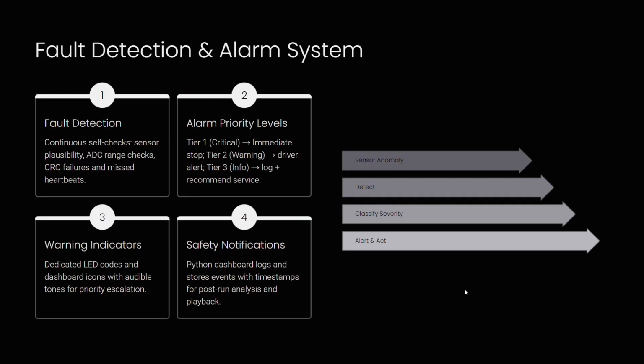Now move to the fault detection and alarm system. Our system keeps checking itself for problems, sensor errors, data errors, or missing signals. We sort these into three levels: critical issues stop the vehicle right away, warnings alert the driver, and minor issues just get logged for later. Each level has its own light and dashboard alert.